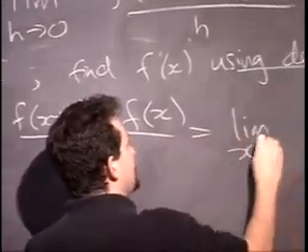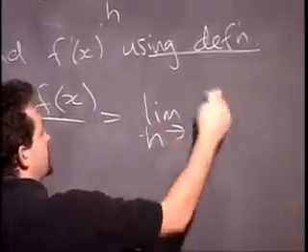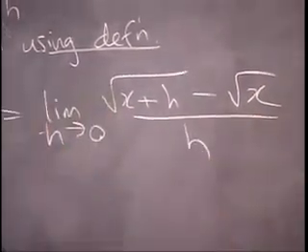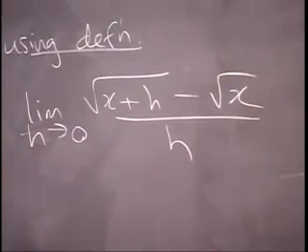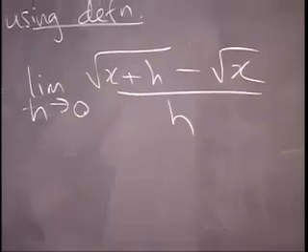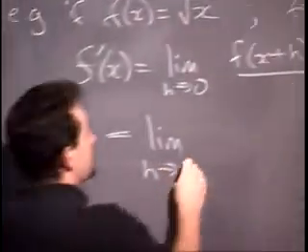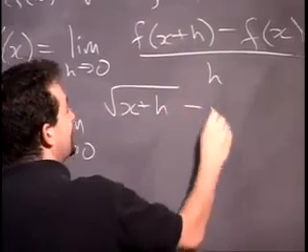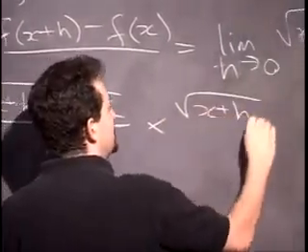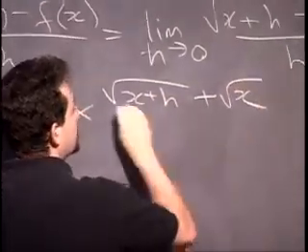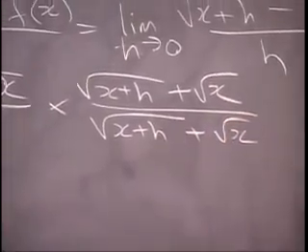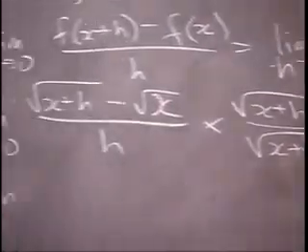But then I will replace the function f of x plus h becomes square root quantity x plus h, and f of x is root x. So how do we deal with this? Well, it's got square roots in it that are pesky, so we multiply by the conjugate and then divide by it again. So in this case, we're going to multiply by root x plus h plus root x over root x plus h plus root x. And when we do that, we get a difference of squares on the top.